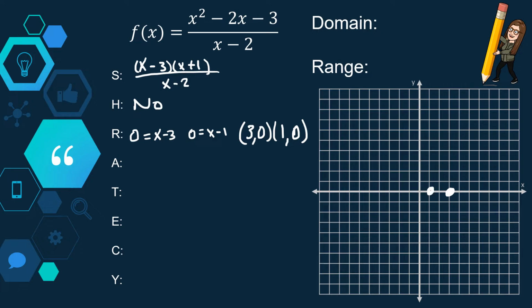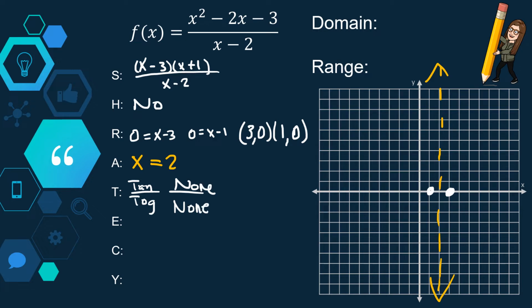Asymptotes. What can x never be? X cannot equal 2. It cannot equal 2 because that would make my function undefined. Togetherness and tangency. Oops, alphabetical. Tangency and togetherness. Do I have the same factor on top? Nope. Do I have the same factor on bottom? Nope. So none.